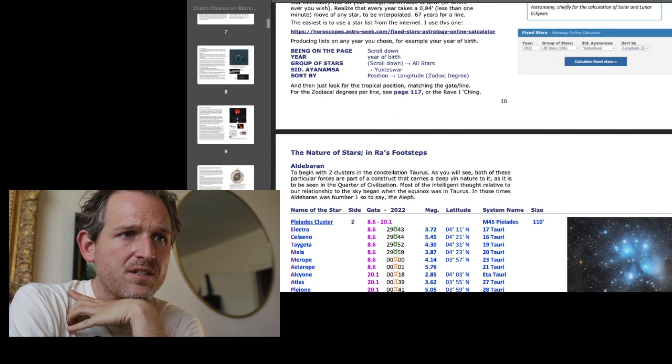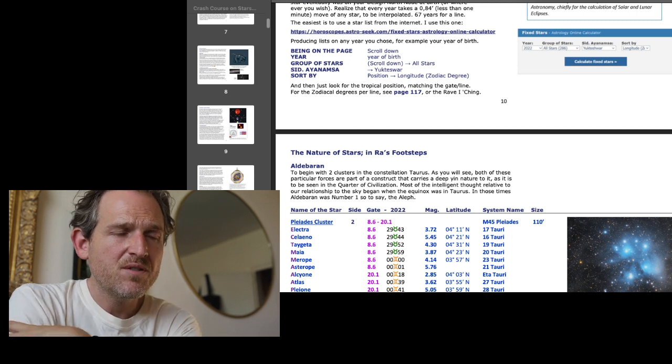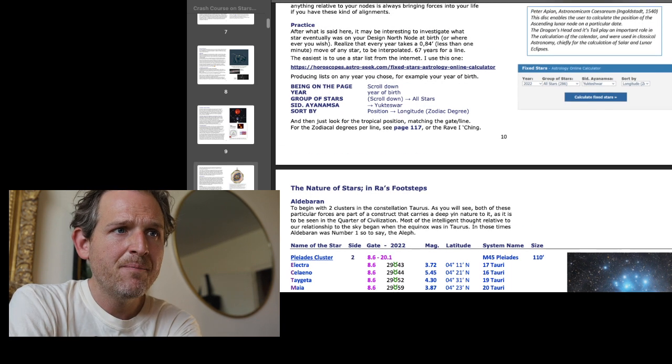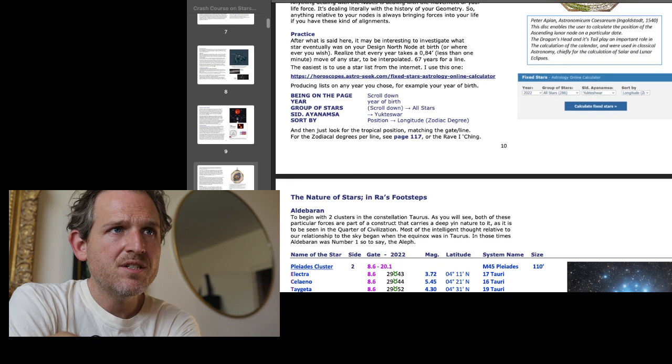Okay, so I think we're going to stop here. Next time we'll start up with the nature of stars in Ra's footsteps. We'll look at Aldebaran. For now, this is a good place to stop.